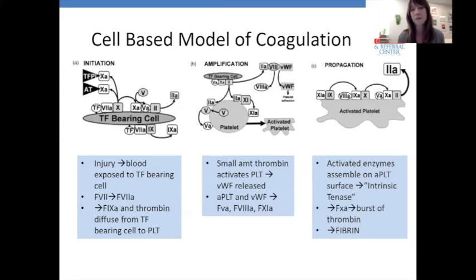clot forms. So in my mind, the cell-based model of coagulation really is a lot more accurate than the cascade model, and it incorporates a ton of these factors that are so necessary in understanding what actually probably happens in the animal itself.